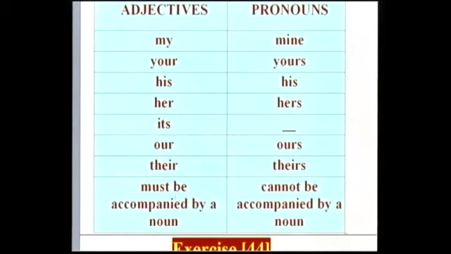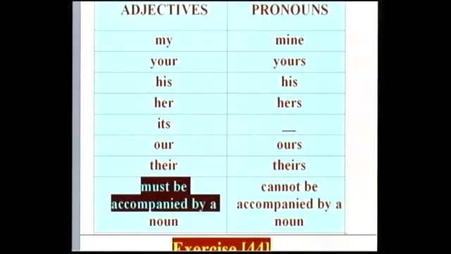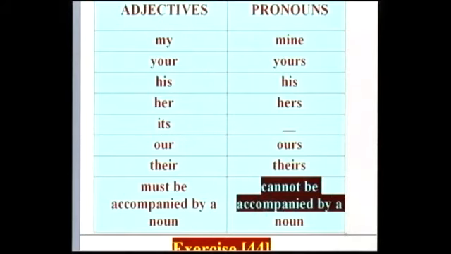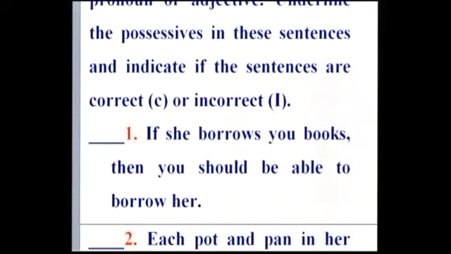طيب must be accompanied by a noun، يعني adjectives must be accompanied by a noun. وهنا pronouns cannot be accompanied by a noun. Alright? Alright, let's look at exercise 44. Right. Each of the following sentences contains at least one possessive pronoun or adjective. Underline the possessives in these sentences and indicate if the sentences are correct or incorrect. Right. Let's look at number 1.